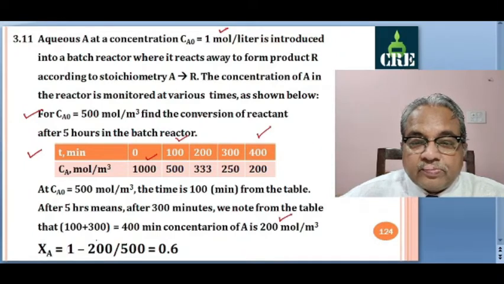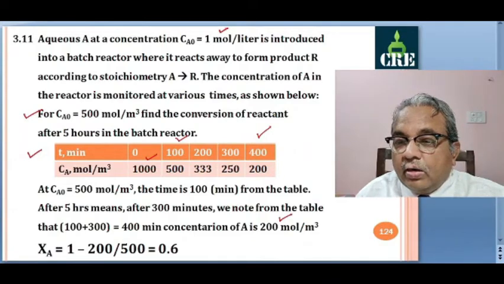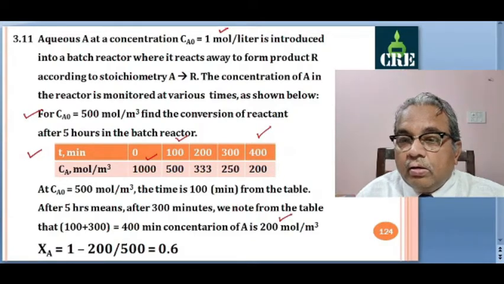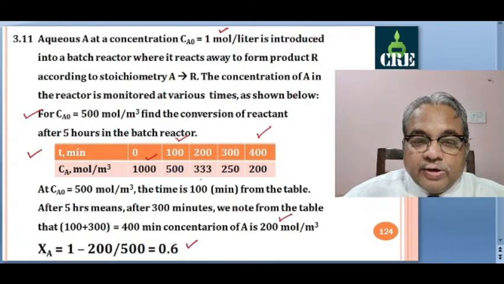So Xa will be 1 minus Ca by Ca0. So Ca after 300 minutes will be this value, and if we calculate this we get conversion as 0.6.